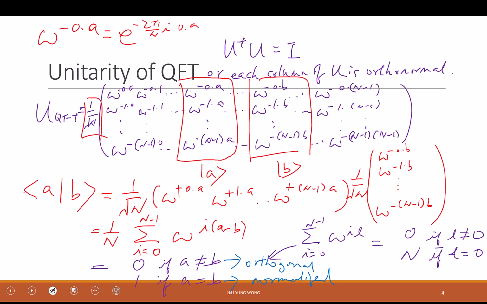So in this matrix, every vector is orthonormal. It is normalized, but it is orthogonal to other columns. And that's why a quantum Fourier transform matrix is unitary, which is a requirement for a quantum gate. What is it when A is not equal to B, when A minus B equals L? If L is not 0, it means A is not equal to B. Then you get 0.